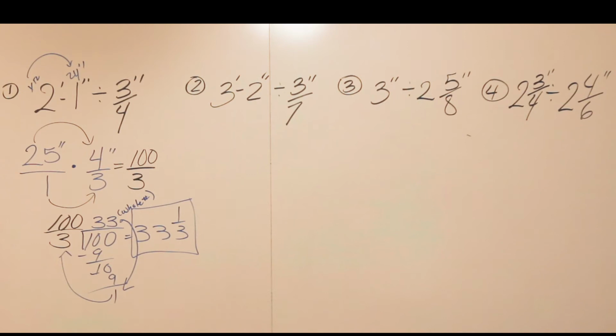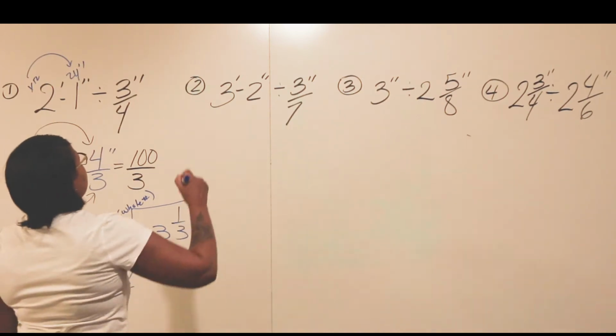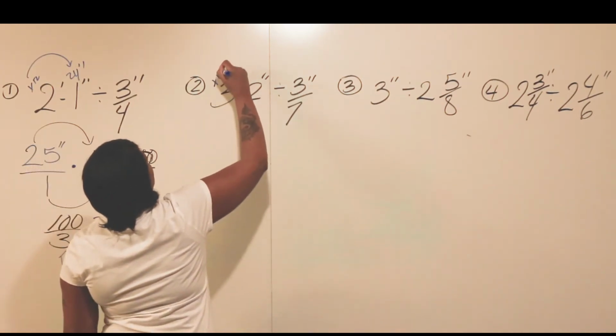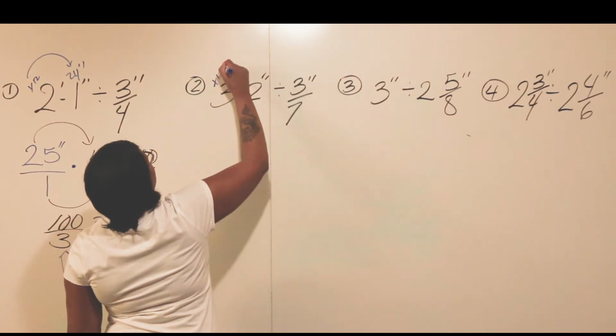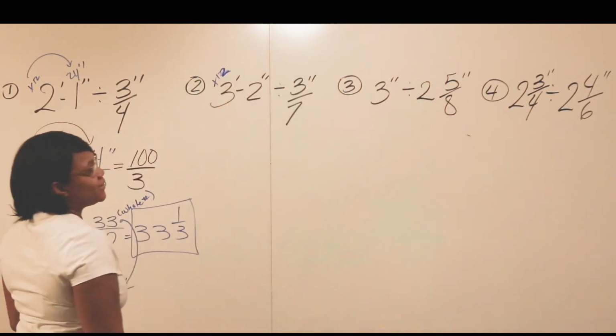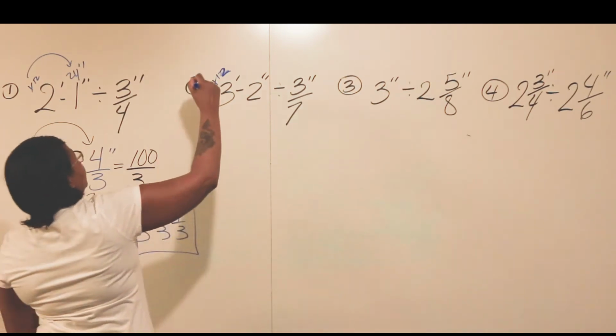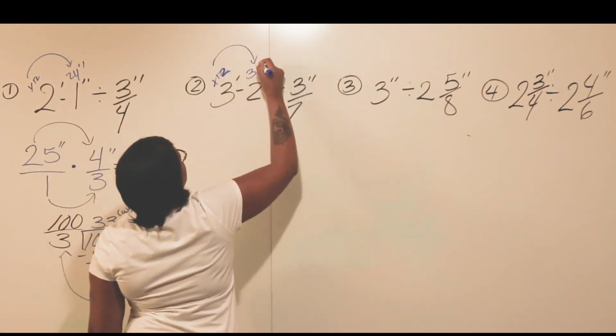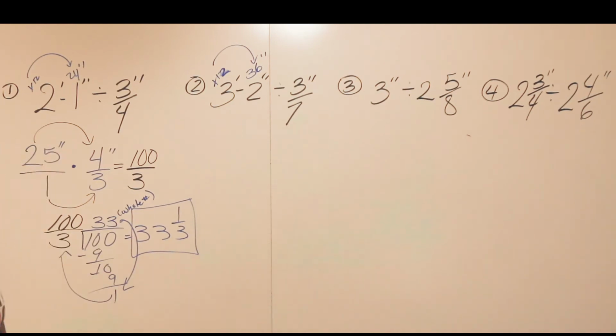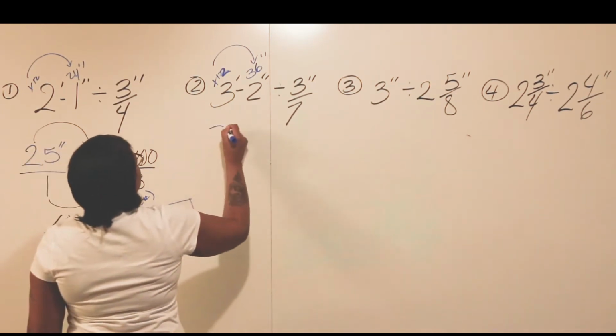So let's look at number 2. 3 feet 2 inches divided by 3/7. Because there's a fraction on the right side of that division problem, that means we have to do what with this unit of measure to the left? Convert it to inches. And we need to do what with this? Make it improper. Yep, make it into an improper fraction. So times 12. 12 times 3 is? 36. We take that 36 inches and we add it to the 2 inches we already have. So now we have 38.